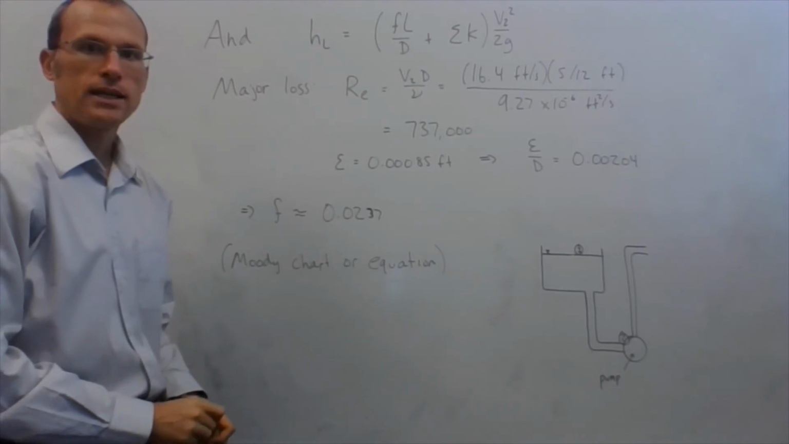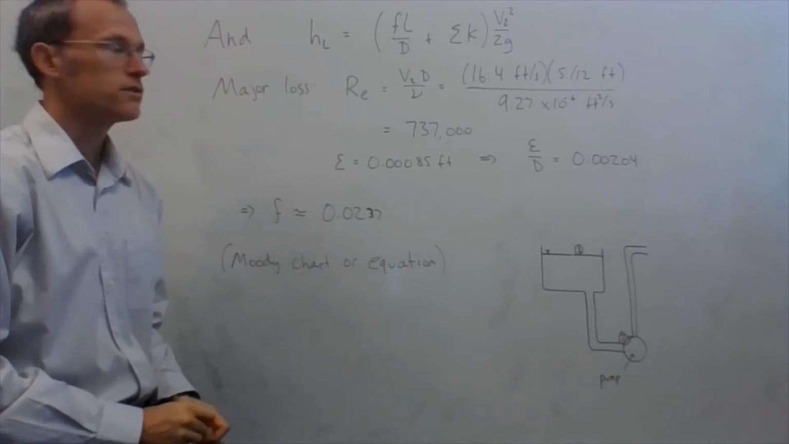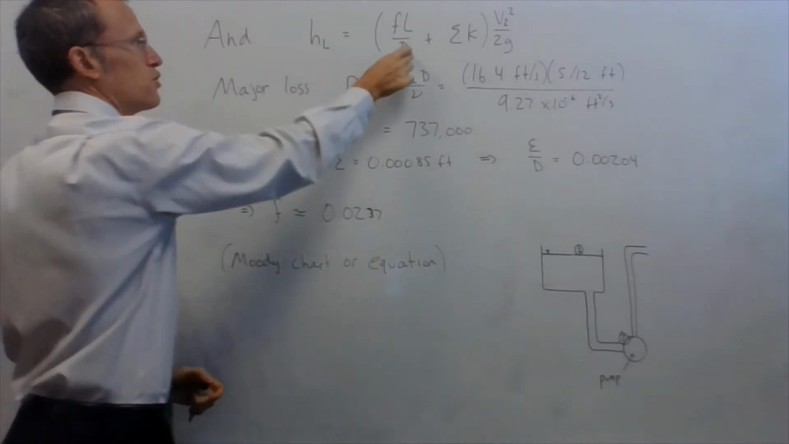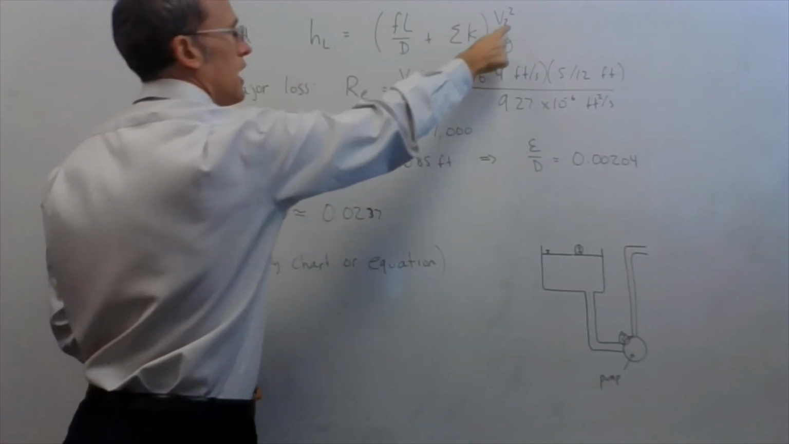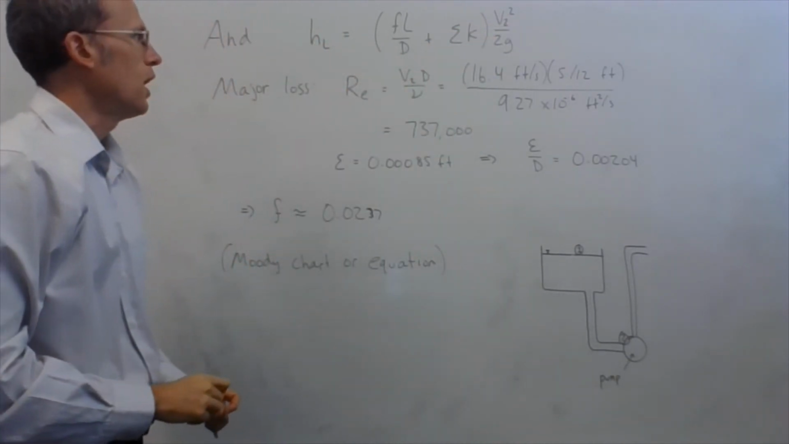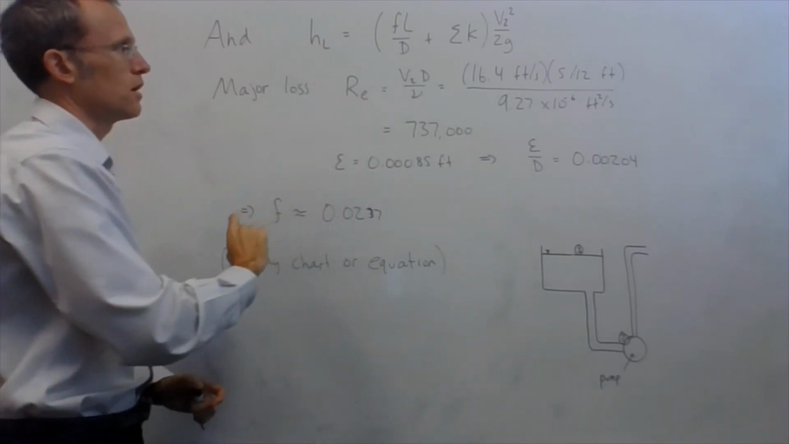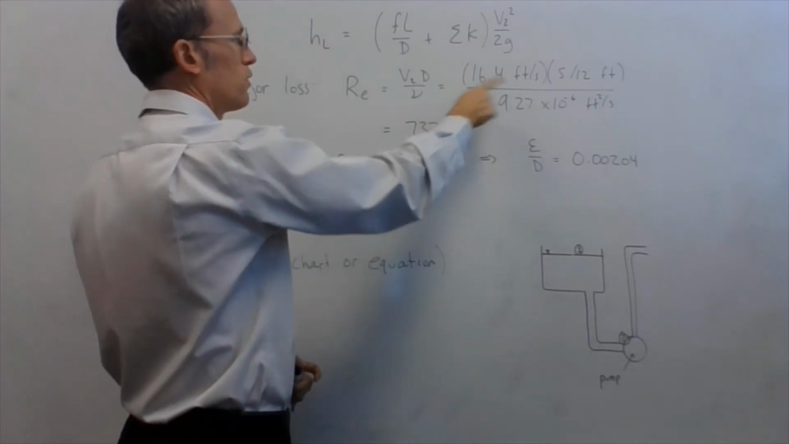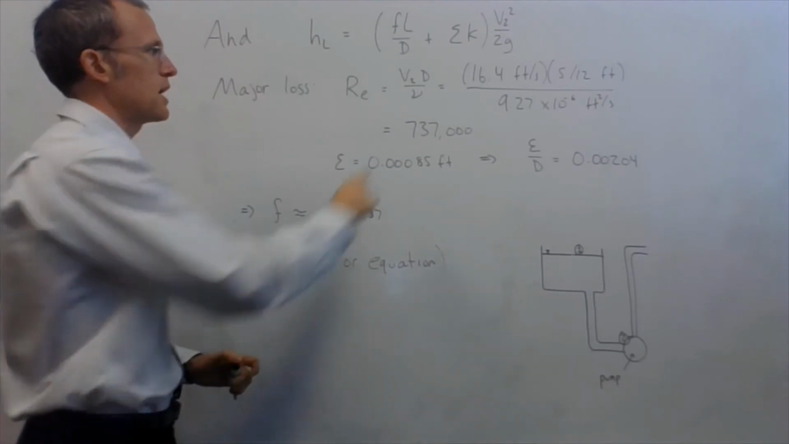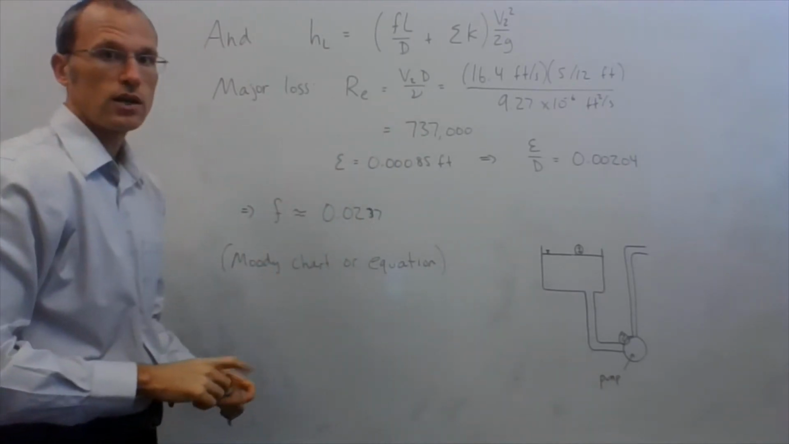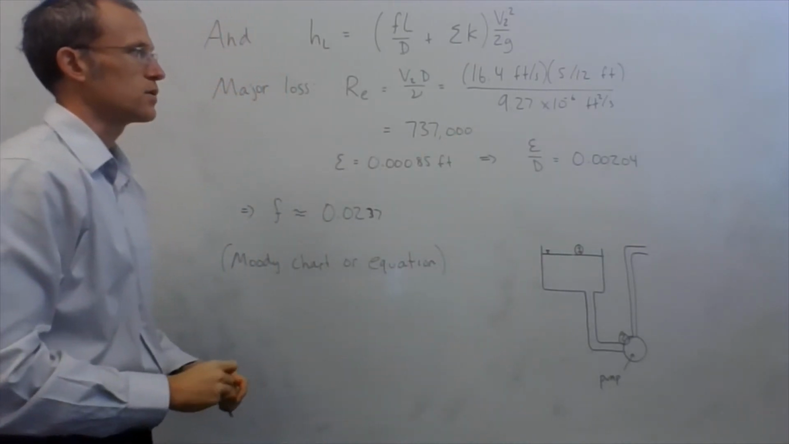Then the last thing that I need for that equation is the head loss. Going back to the pipe lessons, I have a combination of major loss and minor loss. My major loss is fL over D times V squared over 2g, with V2 the velocity in my pipe. To find the major loss, I need the Reynolds number, the velocity times diameter over kinematic viscosity of the water. So velocity of 16.4, diameter of 5 divided by 12, since I want that in feet. And then kinematic viscosity of water at 80 degrees Fahrenheit, I can look that up in a table, and I have 9.27 times 10 to the negative 6 feet squared per second.